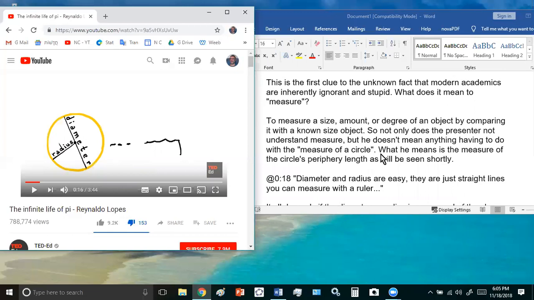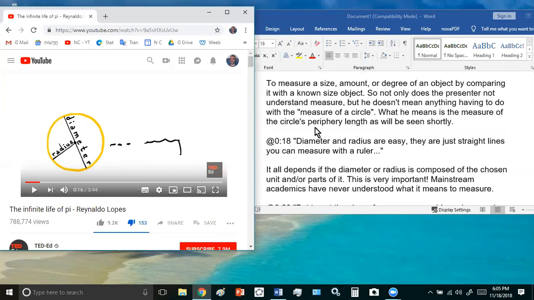So not only does the presenter not understand measure, but he doesn't mean anything having to do with the measure of the circle. What he means is the measure of a circle's periphery length, as will be seen shortly. Okay? So let's continue watching.